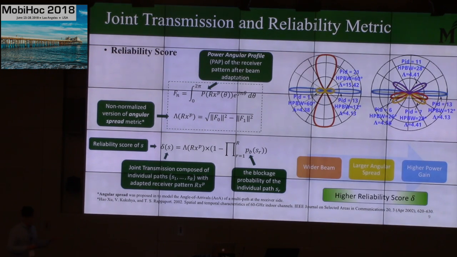With this metric, we want to achieve three goals. With a wider beam, with a larger angular spread, and with a higher power gain, we want to have higher reliability. In this picture, we can see this big red pattern has a very large beam width, a higher gain, and a large angular spread. So it has the highest reliability.